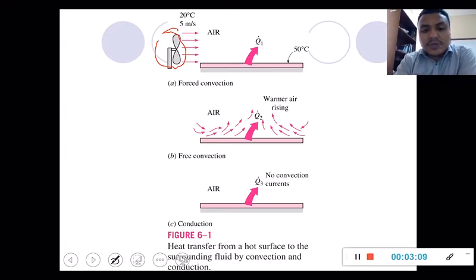While for free convection, or another word, natural convection, the warm air will rise naturally. As we have discussed in the previous chapter, warm air or warm fluid will move upwards, while the cooler air or fluid will move downwards. And lastly, the last figure is of course conduction, where there is no convection current.